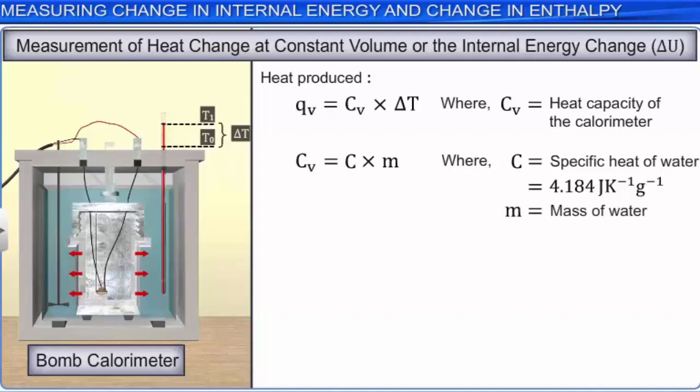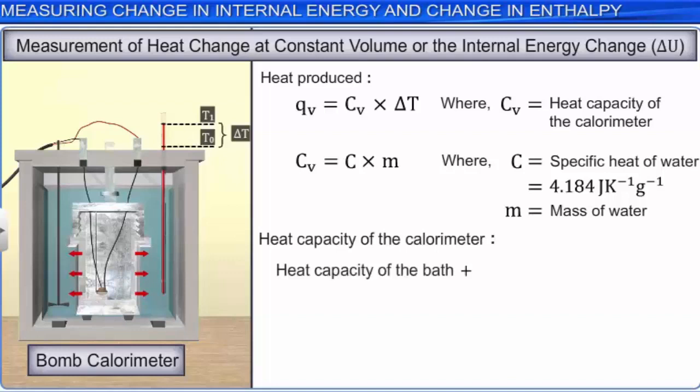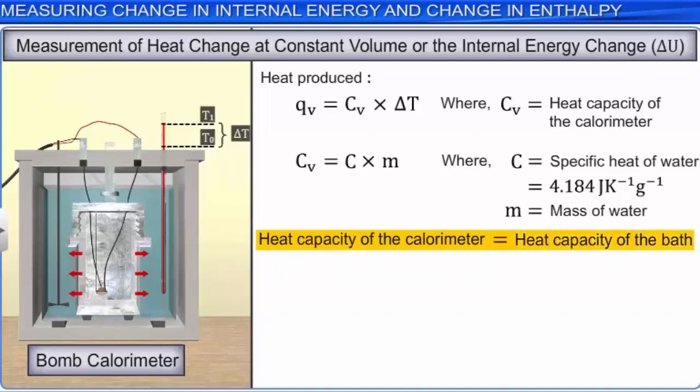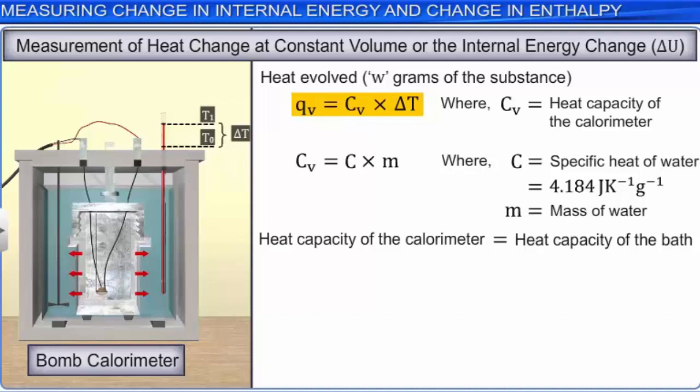Actually, heat capacity of the calorimeter or the system is the sum of heat capacity of the bath, that is, water, and the heat capacity of the bomb, that is, the metal. Water has high value of heat capacity as compared to the metal of the bomb. Thus, heat capacity of the metal is neglected, and the heat capacity of the calorimeter is taken as the heat capacity of only the bath. This QV expressed above is the heat evolved when combustion of W grams of the substance takes place.